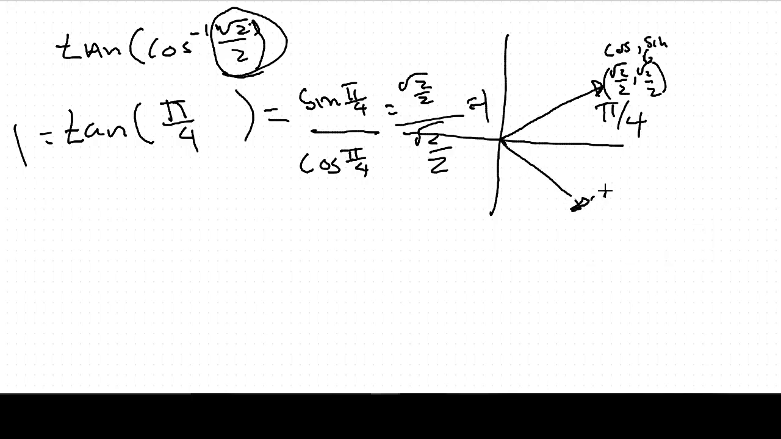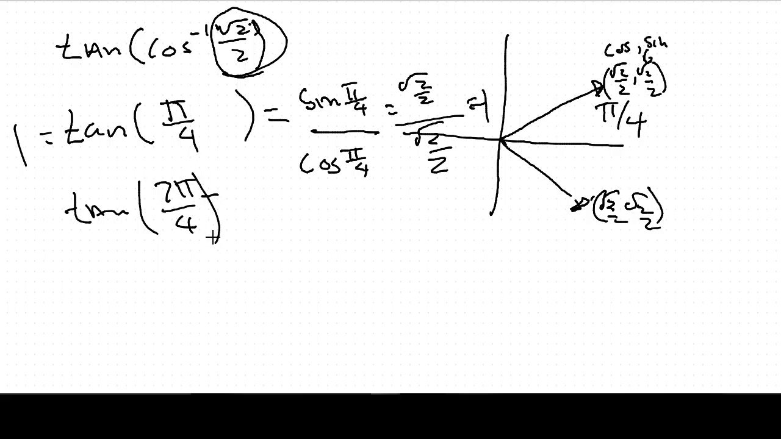Right. And what are our x and our y there? It's root 2 over 2 and then a negative root 2 over 2. So if this is the tangent of 7 pi over 4, our answer is going to be different. What's our answer there? Negative 1? Right.